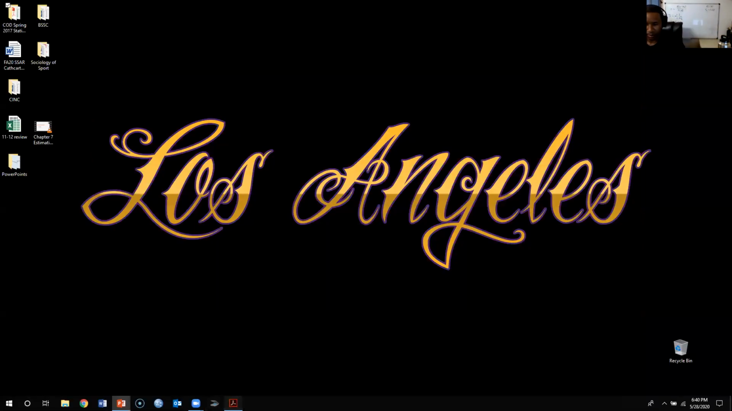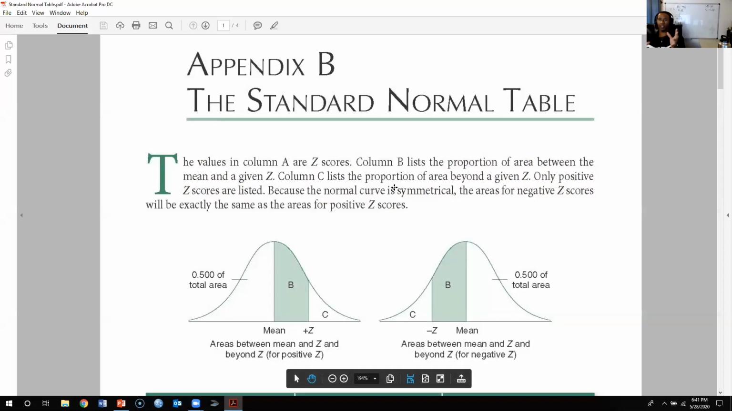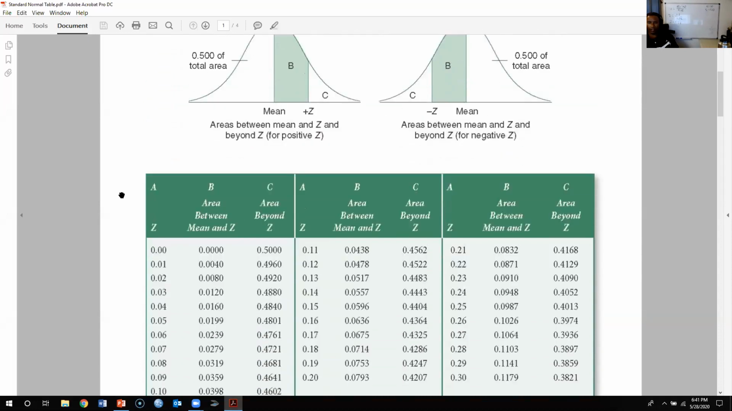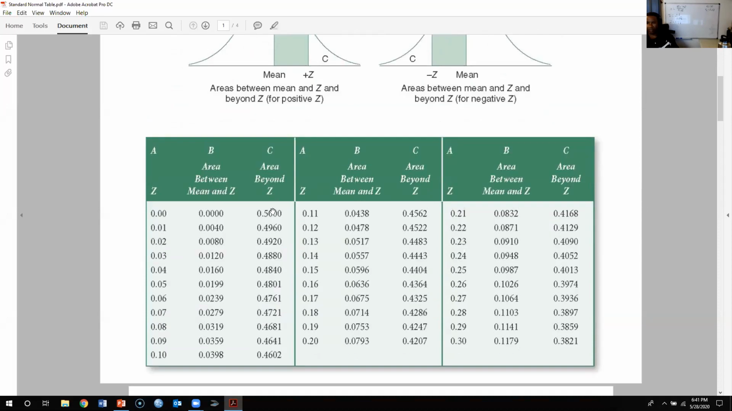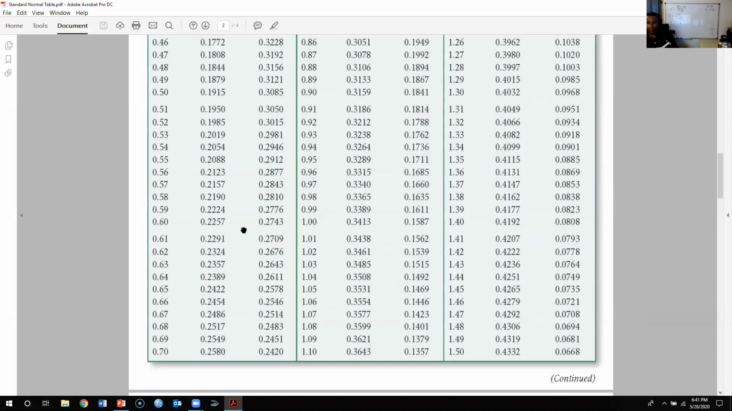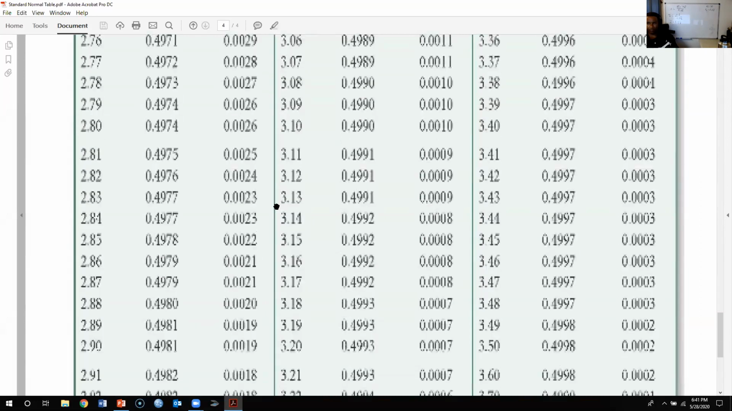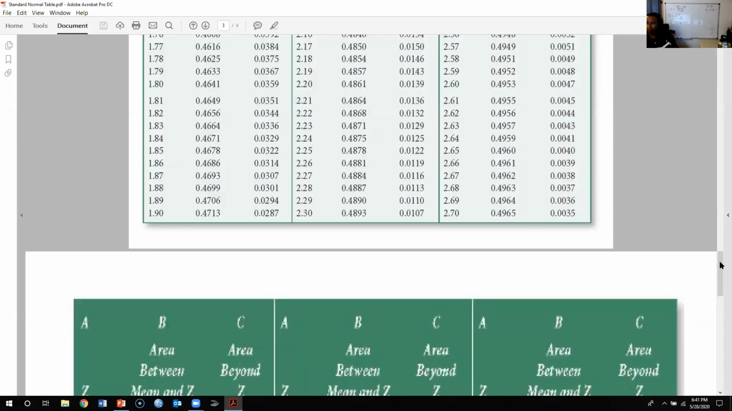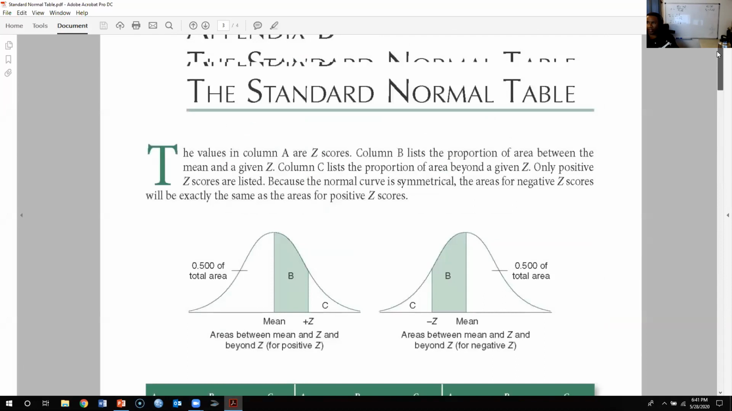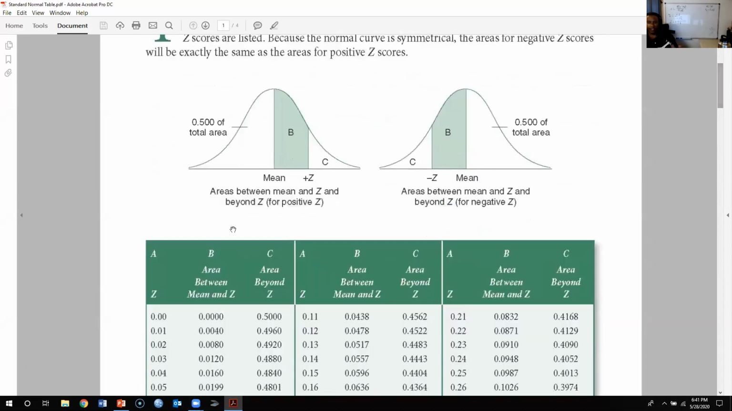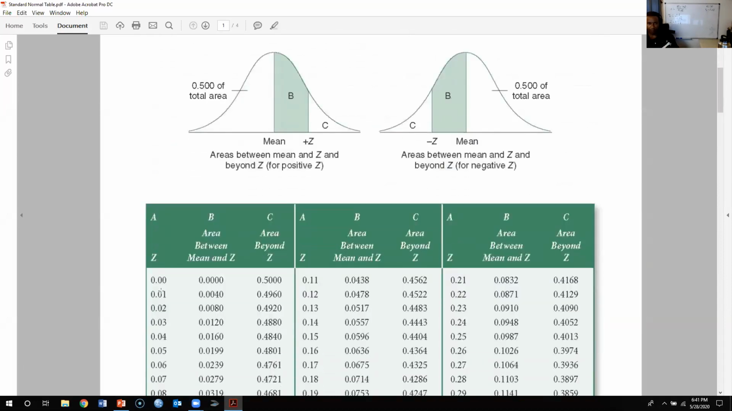I'm going to put up the PDF. So this is what you should be looking at when you look at the standard normal table, okay. You're going to see A, B, C, A, B, C, and it's going to keep on repeating for a couple of pages. Now, what you're seeing in the A column is the Z value.